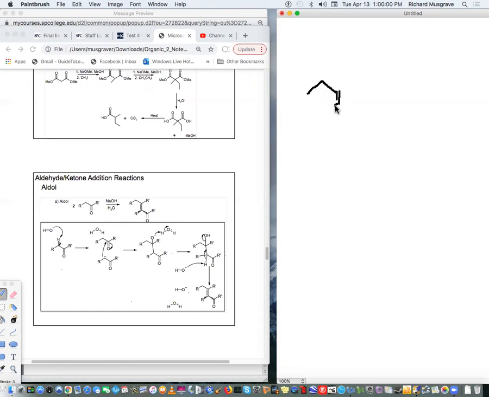Now I'll be sure here to use an asymmetric ketone that only has one set of alpha hydrogens on it, and that would be this one right here. So there's my alpha position right there. So I've got two of these, and when I add them together, the product is going to look like this.